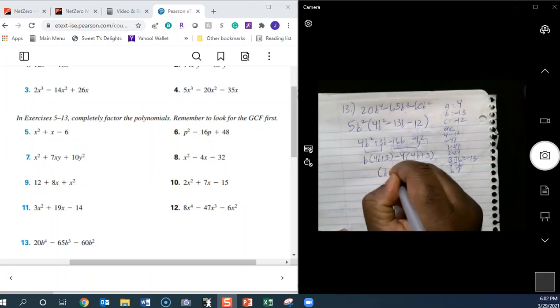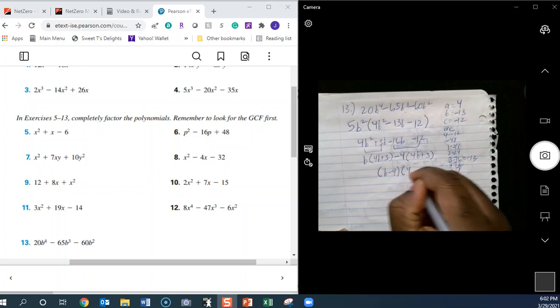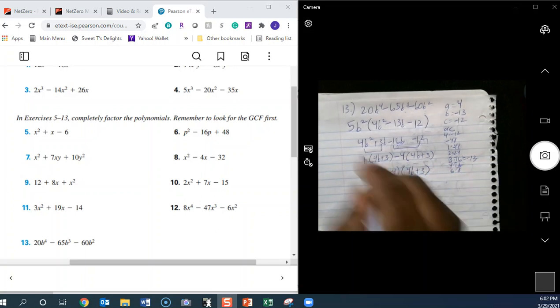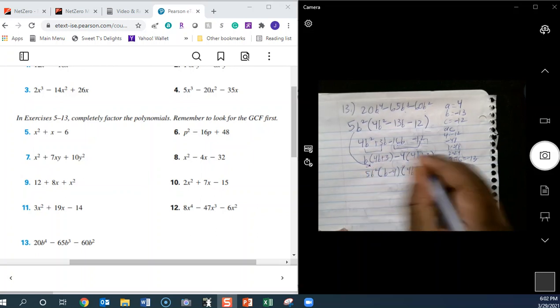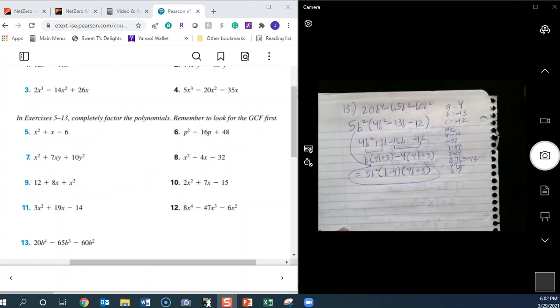So one parenthesis would be b minus 4. The other parenthesis would be 4b plus 3. And don't forget, we have to bring down our 5b squared as well. So this right here is the final answer.